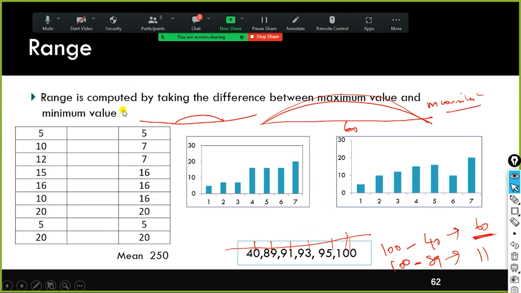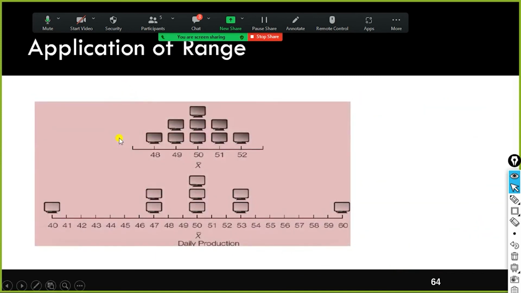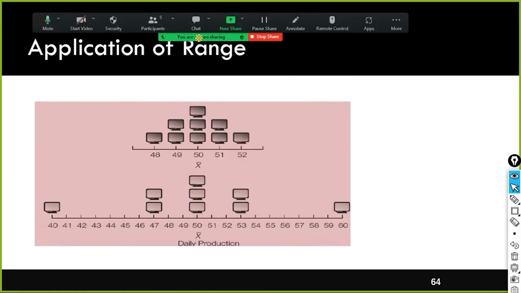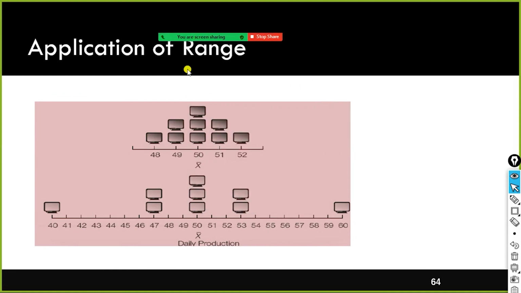So hence it is sensitive. That's where we have some other measures which we can use. We have something called standard deviation. To overcome this drawback, we can use other measures instead of relying on range.